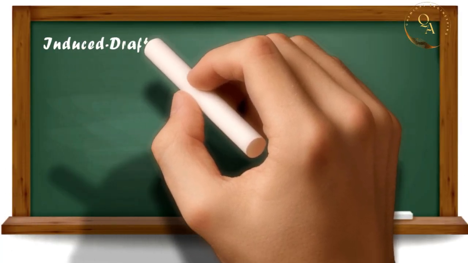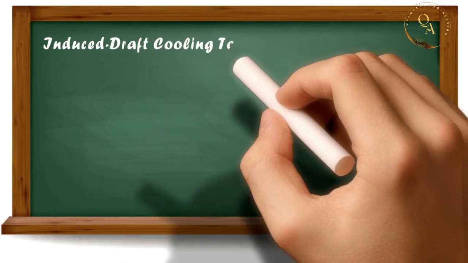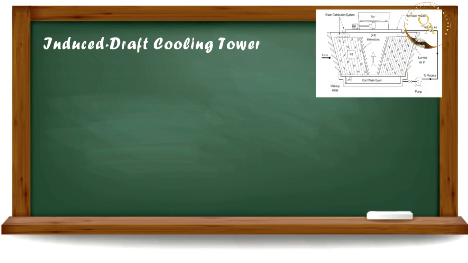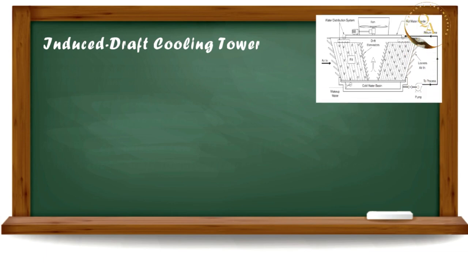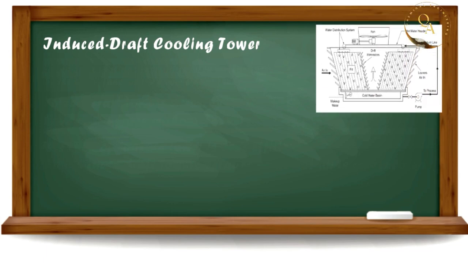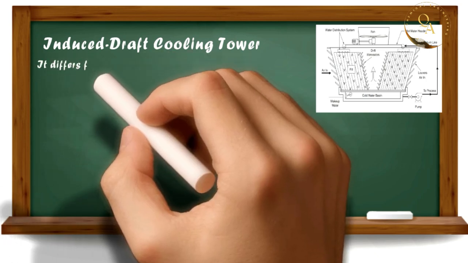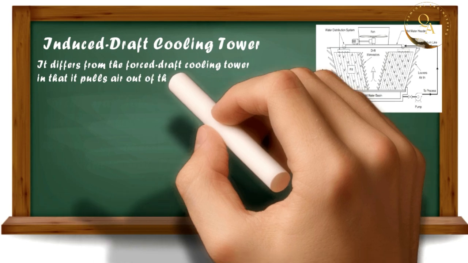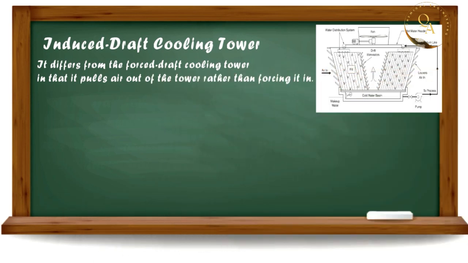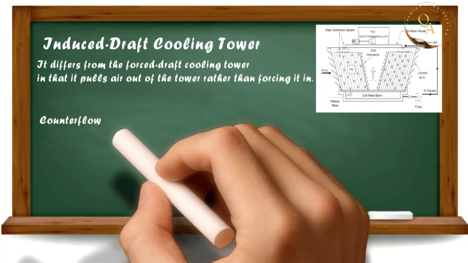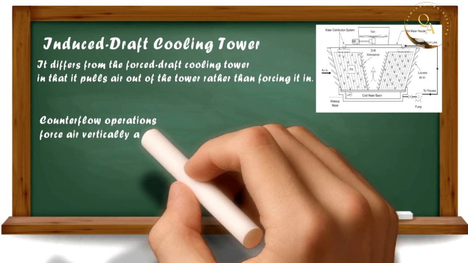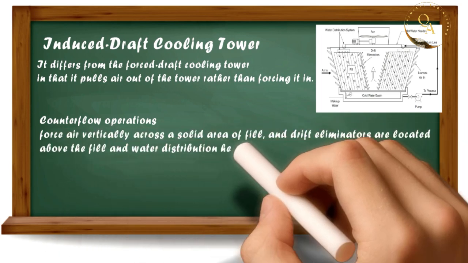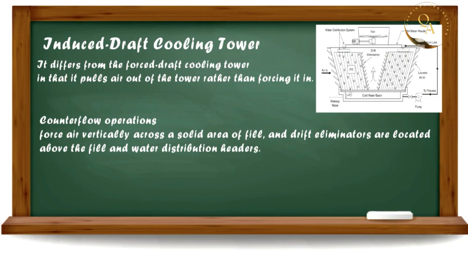Induced draft cooling tower. It differs from the forced draft cooling tower in that it pulls air out of the tower rather than forcing it in. Counterflow operation: force air vertically across the solid area of fill, and the draft eliminators are located above the fill and the water distribution header.